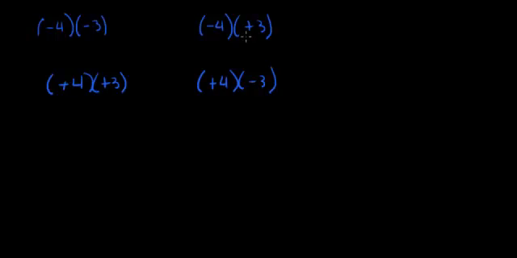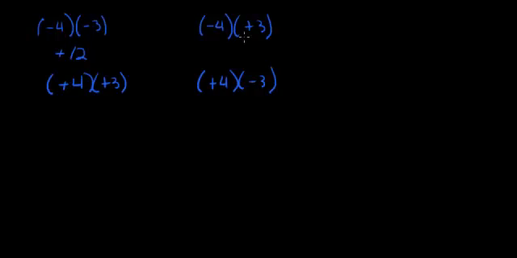The basic rule for multiplying and dividing integers is that if the signs are the same, the answer is positive. If the signs are different, the answer is going to be negative. So if I look here, -4 times -3, they're both negative numbers. So 4 times 3 is 12. They're both negative, so I get +12.